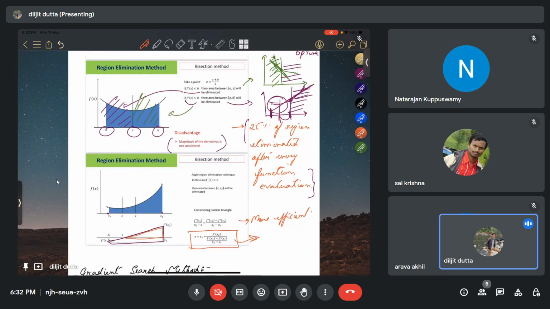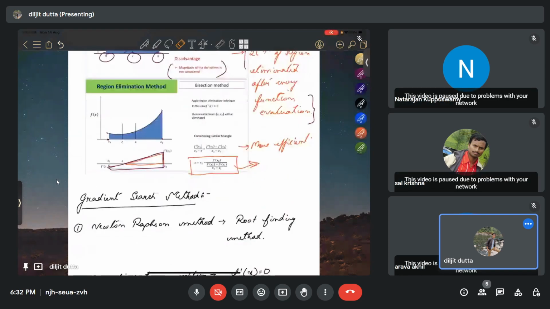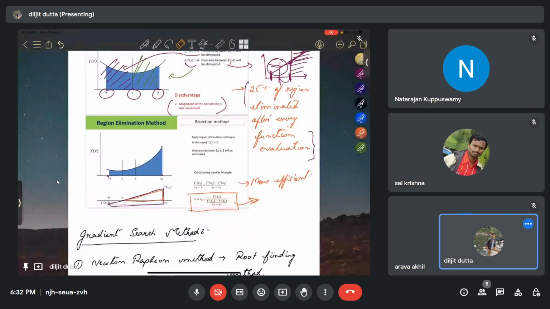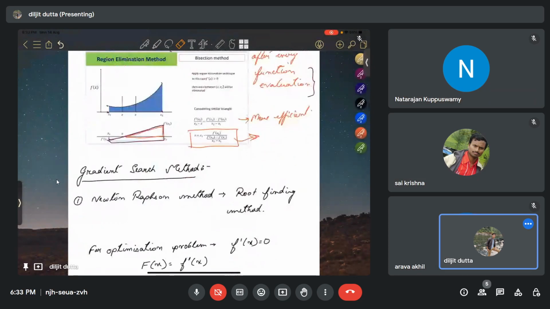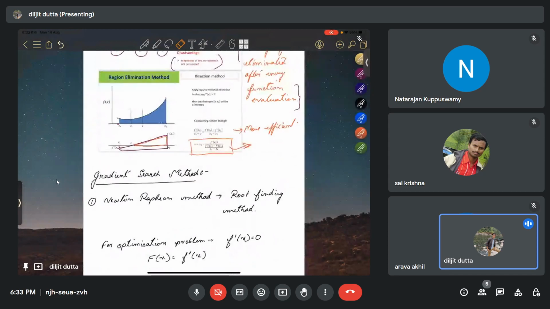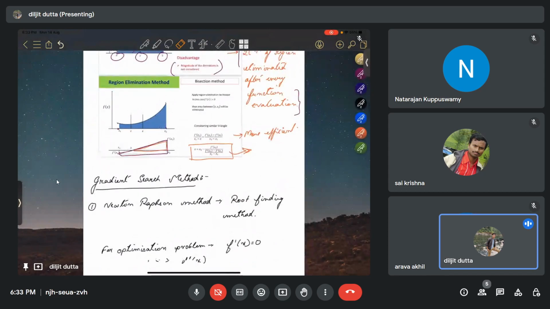When taking the midpoint, the function might have a very steep slope like this, and we are taking z somewhere here. In that case, we will take a lot of time to get to the optimum. So the bisection method is updated to make it more efficient in getting the optima. So this was the bisection method.